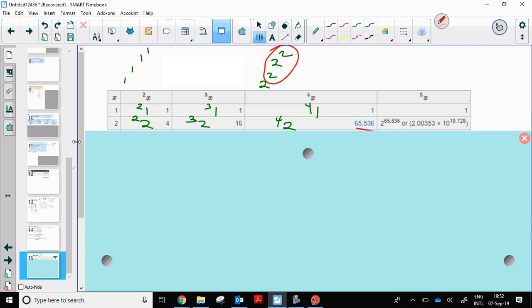But 2 to the power of 16 is 65,536. Which is why this next one is going to be 2 to the power of 65,536, because that's 2 tetration 5, which is 2 to the 2 to the 2 to the 2 to the 2. And we already know that those 4 2's make 65,536. So these numbers get really big, really, really fast.